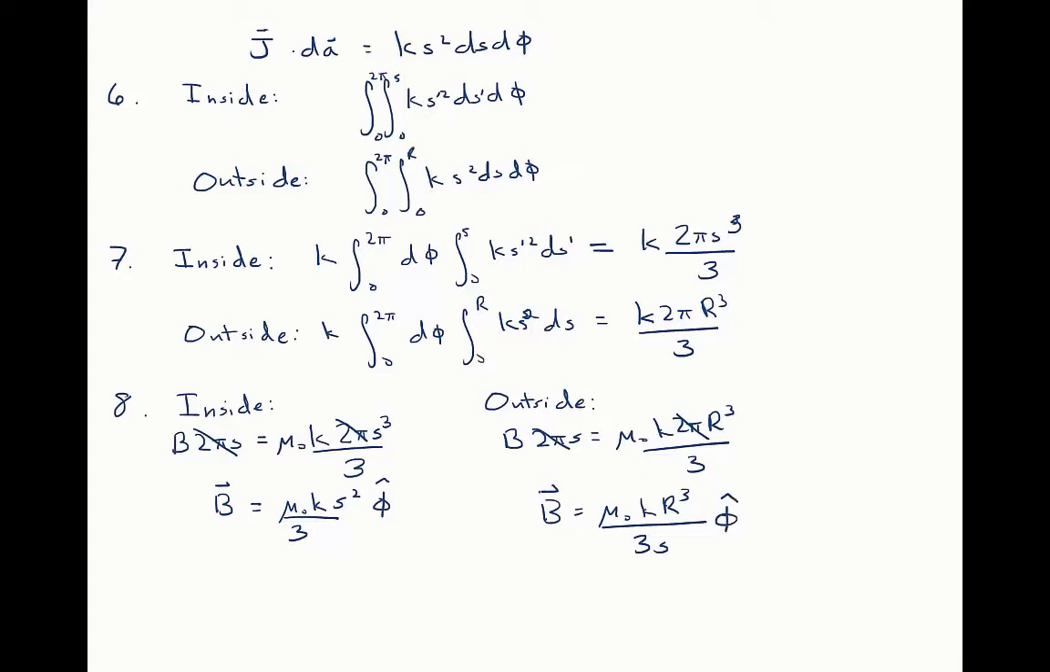Okay, so let's make sure our result makes sense. So inside, we're finding that as s increases, the magnetic field increases. So the more current that's enclosed in our loop, the bigger the magnetic field gets. That makes sense. Now on the outside, what we see is that the magnetic field decreases as 1 over s. So the bigger s gets, the smaller the magnetic field gets. So the magnetic field goes to 0 at infinity. Good. That makes a lot more sense than the infinite slab.